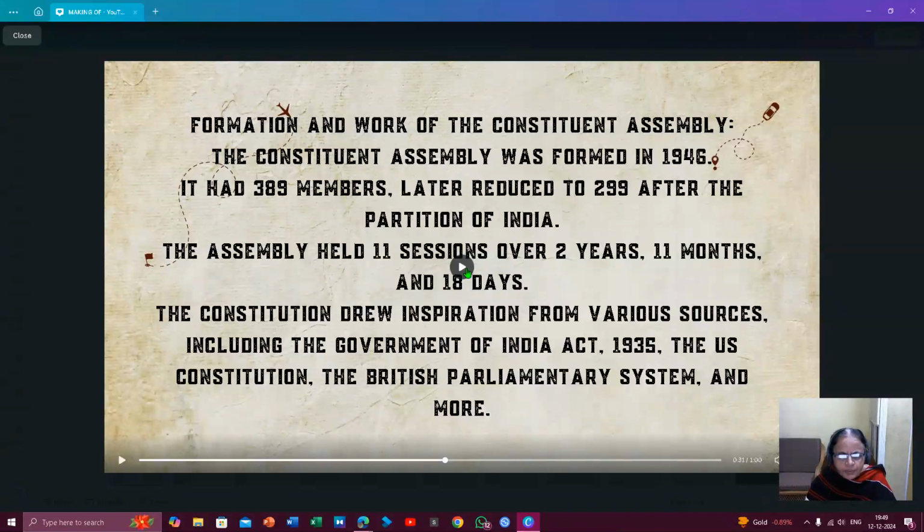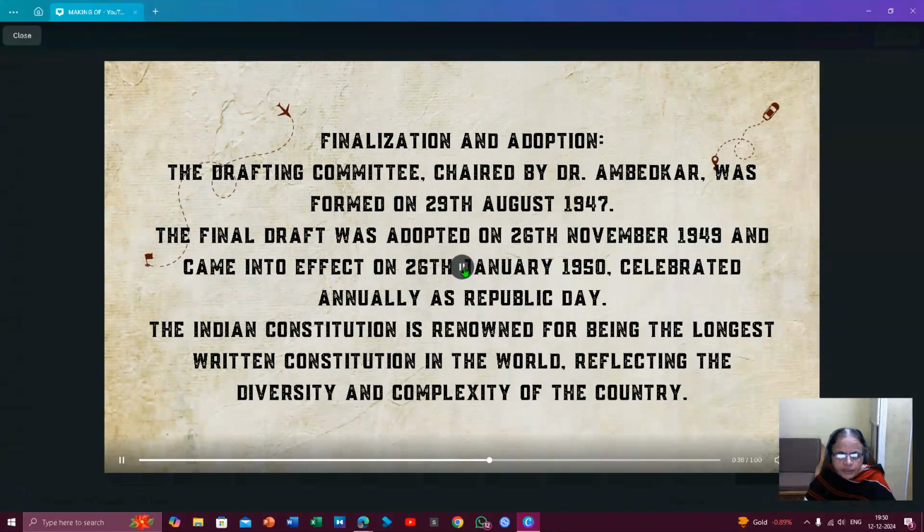So what did these people do? It was not one man who took the decision. The assembly held 11 sessions. They came together 11 times and discussed over 2 years, 11 months and 18 days. They had deliberations and then came to a conclusion with a lengthy constitution. They also studied the Government of India Act 1935. They studied the US Constitution, the British parliamentary system, and many other countries too. Only then did they take the decision of making it.